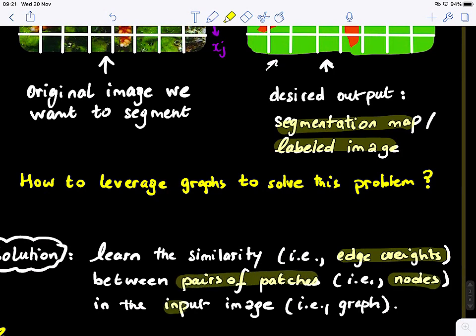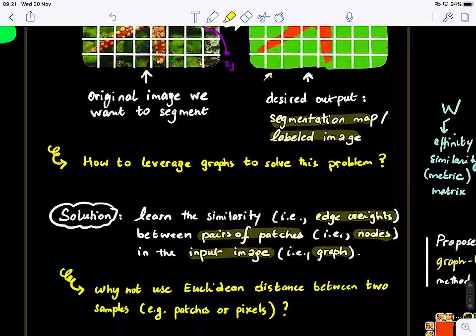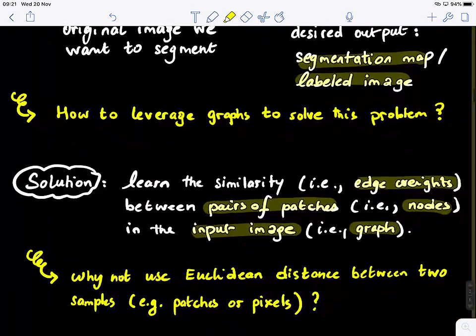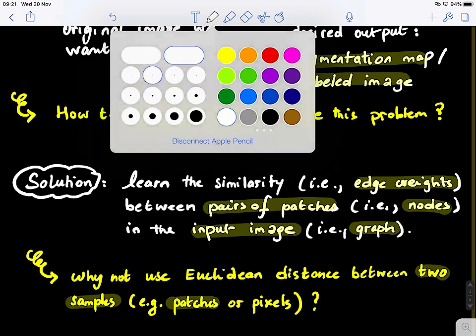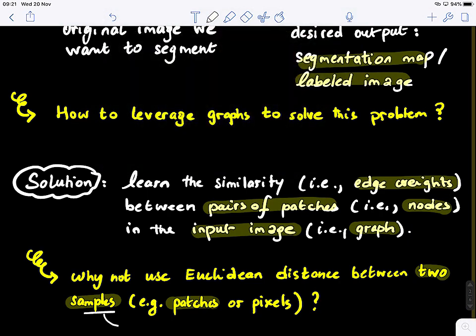So here, our goal is to learn the similarity or edge weights between pairs of patches or nodes in the input image, or graph, right? So why not use the Euclidean distance between two samples or patches? Here, when I say sample, it means patch. In machine learning, we use the term sample to denote a single instance that we extract from our data.